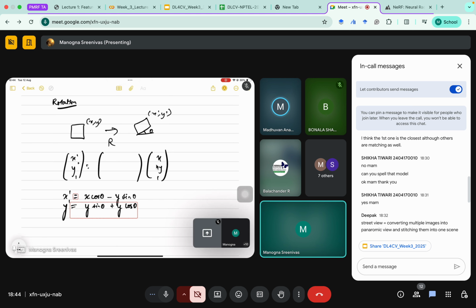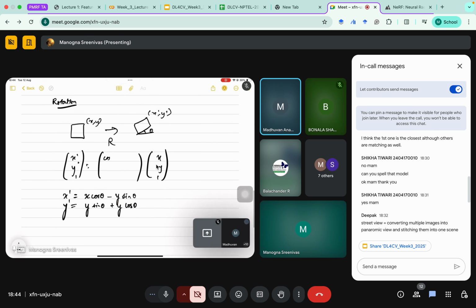Cos theta, minus sin theta and 0 for the first row. Second row, sin theta, cos theta and 0. What about the third one? 0, 0 and 1. Right.